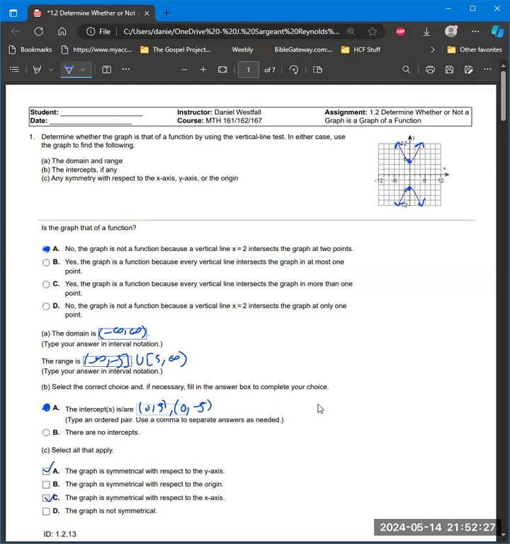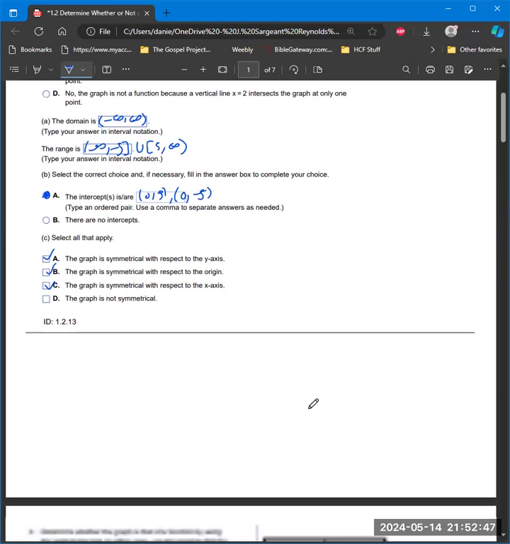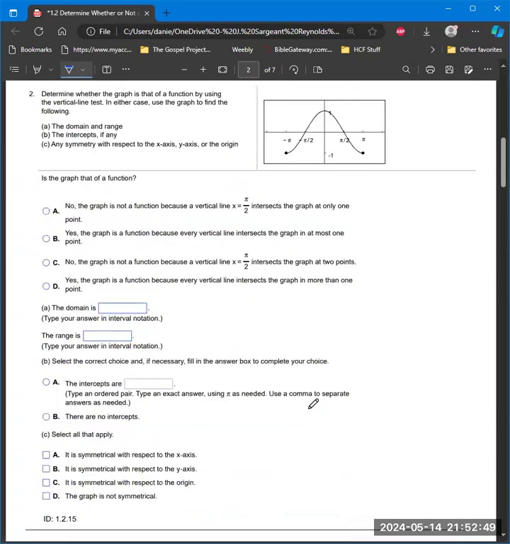So A, B, and C, we have all types of symmetry because this piece folds over the origin to make this piece, and vice versa. This piece reflects over the x-axis to make this piece, this piece reflects over the y-axis to make this piece, and so forth, so we have all three types of symmetry going on in that graph.